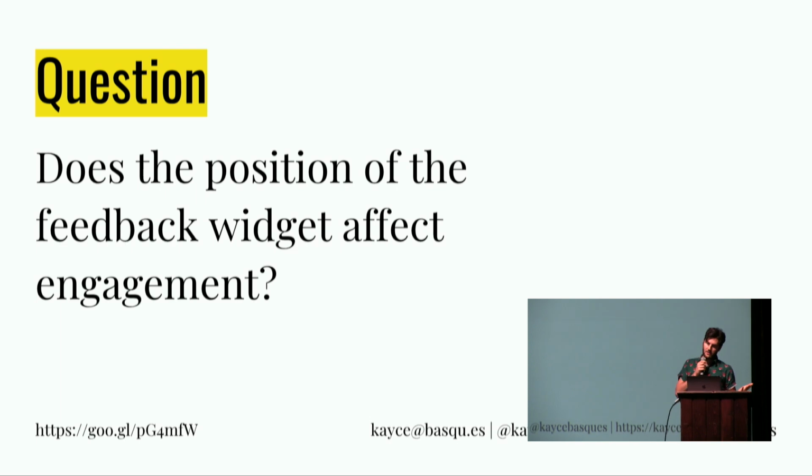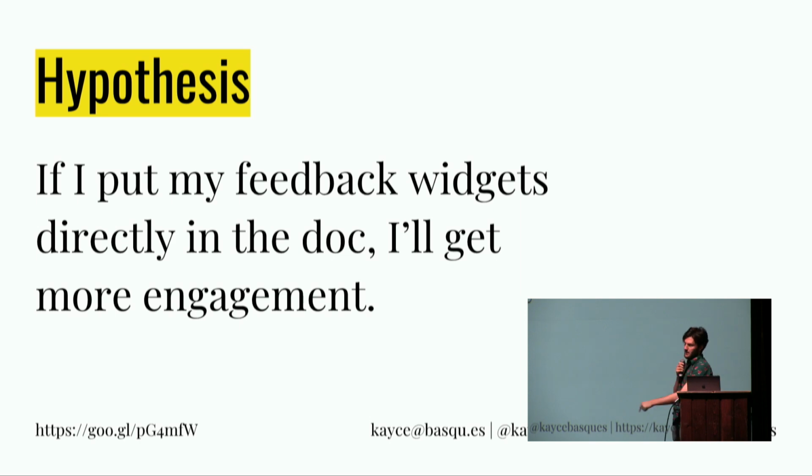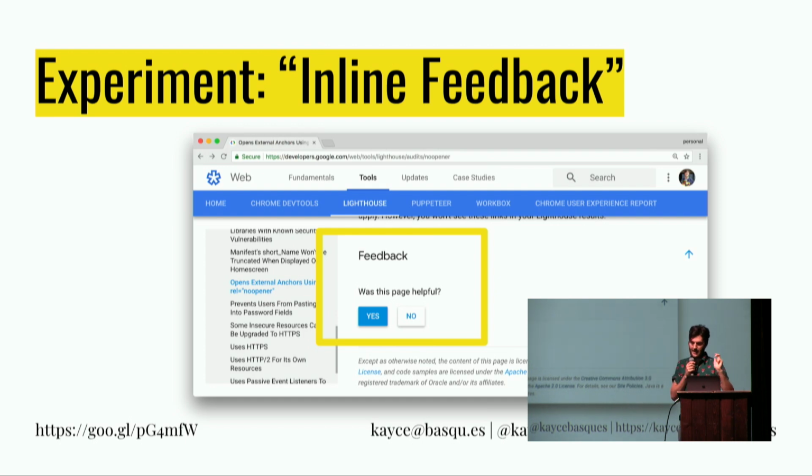So you turn it into a question, continuing with the scientific method. Does the position of the feedback widget affect responses? Then I turn it into a prediction. My prediction was, if I put my feedback widgets directly in my doc, I'll get more engagement. The next step is to experiment or test that out. So I built this little widget. My perspective is I ignore everything that's not in the main content part of the doc, so maybe putting it here will get more people to respond.